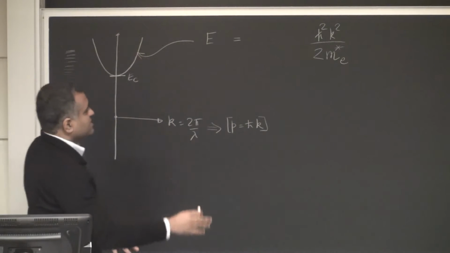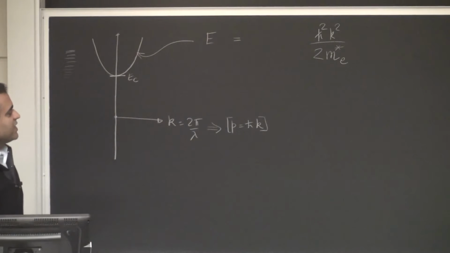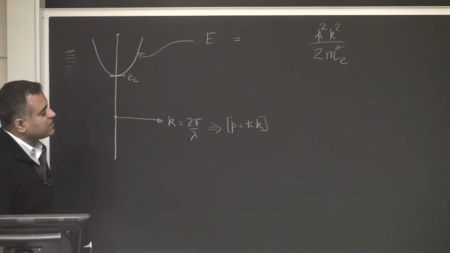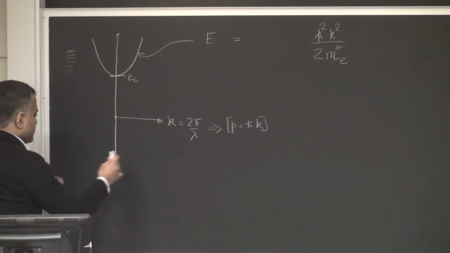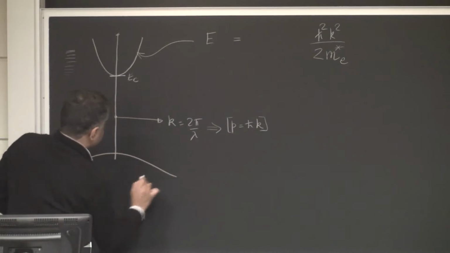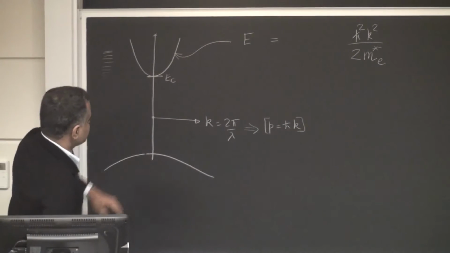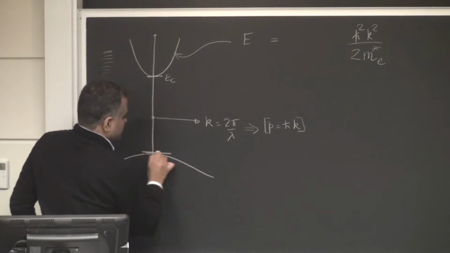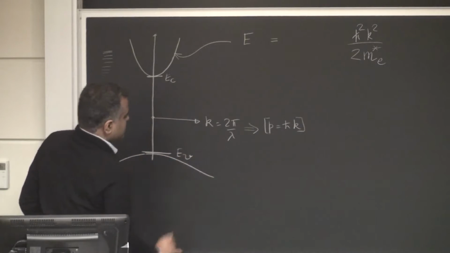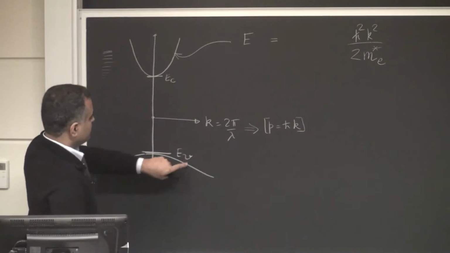Why it changes with the band gap and all, that's a very simple application of perturbation theory and such things, but we are not covering it here. Okay. Similarly, you have the valence band, and the top of the valence band we are going to label as E sub V. C is for conduction and V is for valence band.